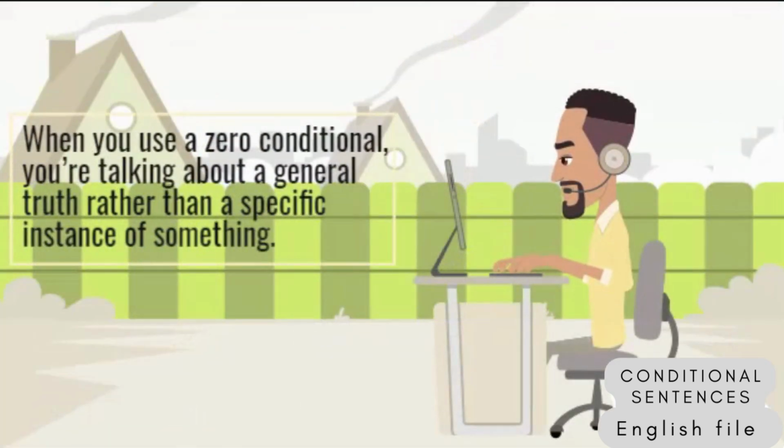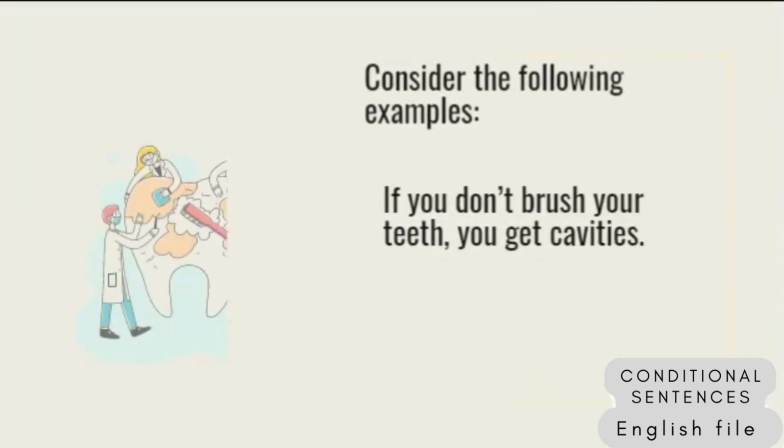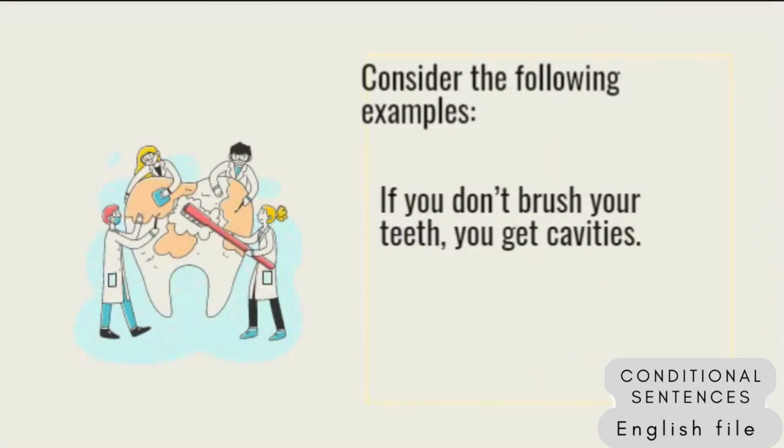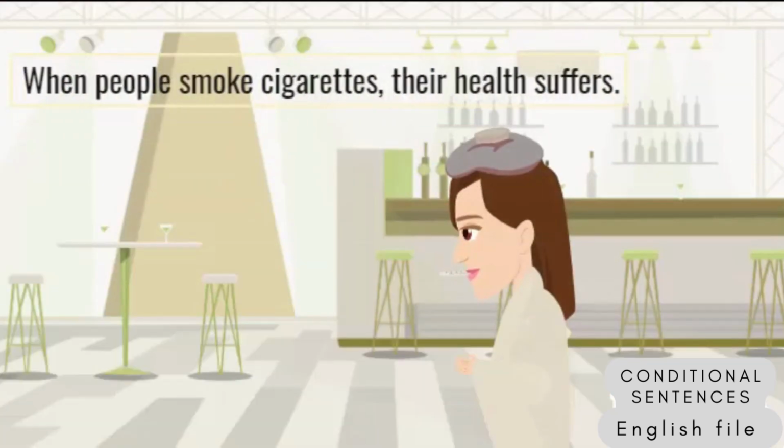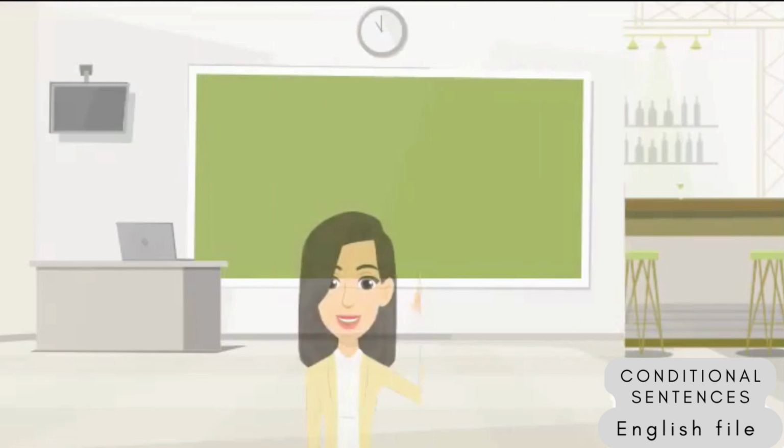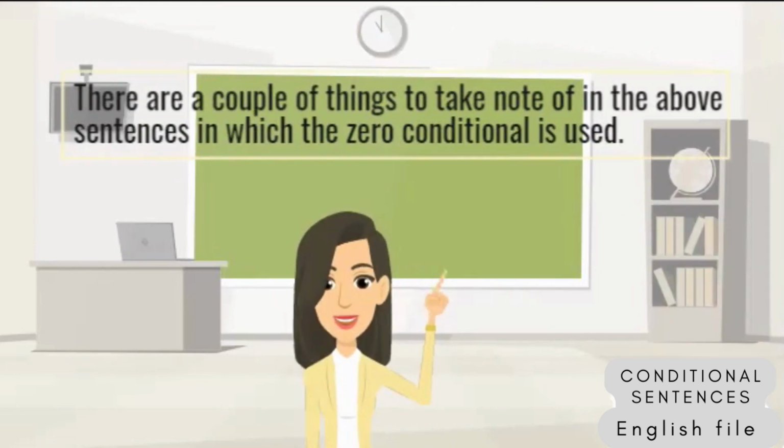When you use a zero conditional, you're talking about a general truth rather than a specific instance of something. Consider the following examples. If you don't brush your teeth, you get cavities. When people smoke cigarettes, their health suffers. There are a couple of things to take note of in the above sentences in which the zero conditional is used.